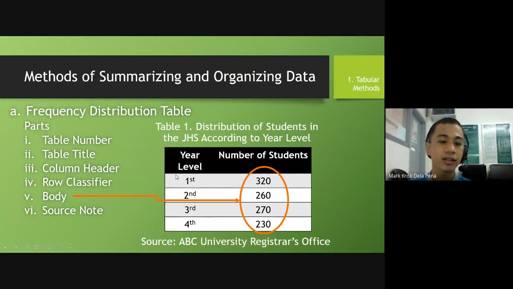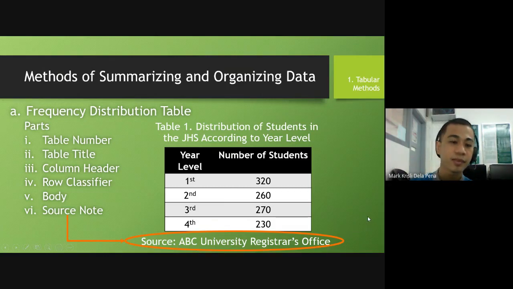And the last one is the source note. When you say source note, if this is not your data, or wherever you have taken your data from, you would place it under the source note. If your data is taken by you, or if you have gathered the data, then you don't have to put a source note since it's yours. Again, these are the parts of a frequency distribution table.